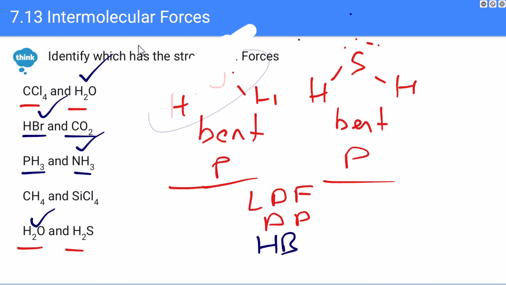Now, the one that's in the middle there, that CH4 versus SiCl4, I include this sometimes. It just depends on the group of students that I have. But what you're going to find is that both of these are actually non-polar molecules.